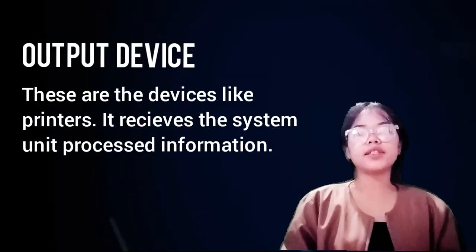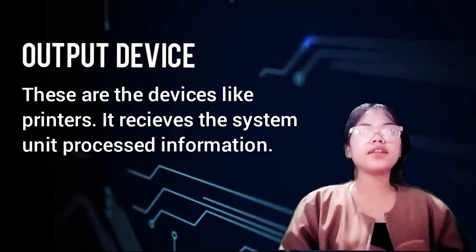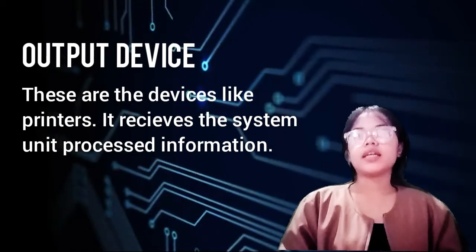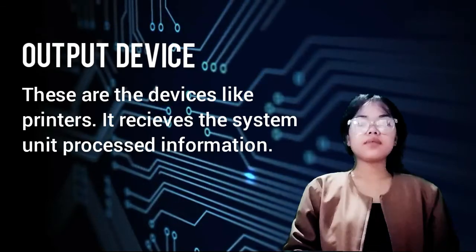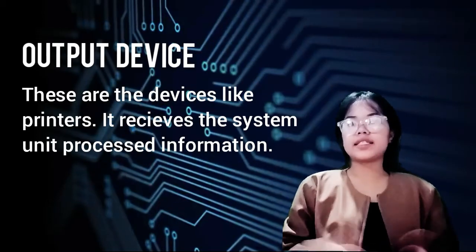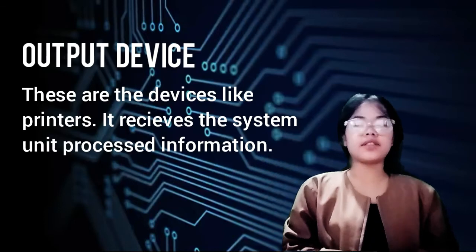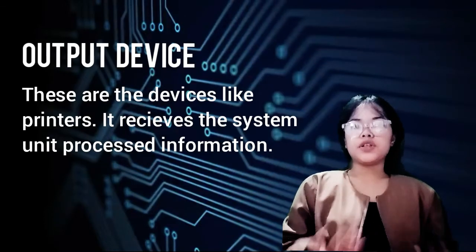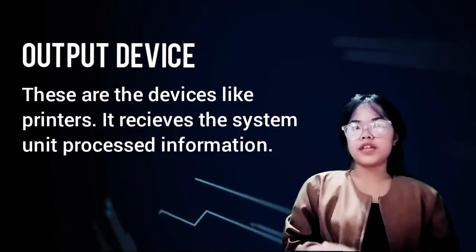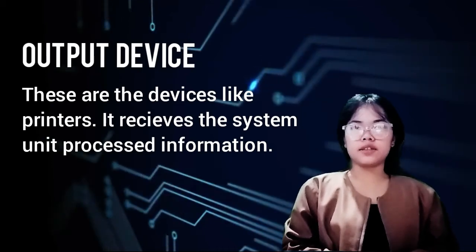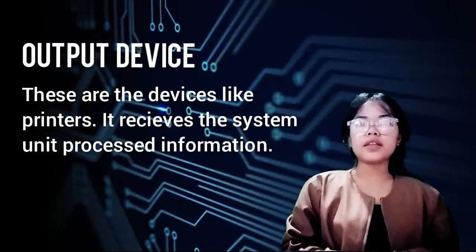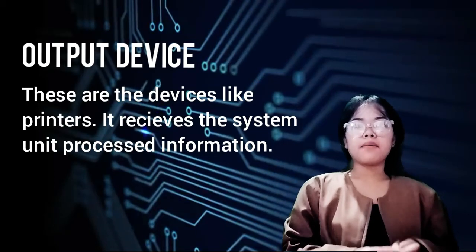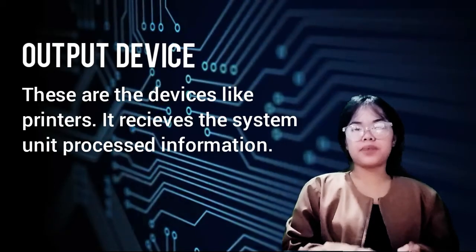Third is the output devices. These are devices like printers. It receives the system unit's processed information. An output device is any peripheral that receives data from a computer, usually for display, projection, or physical reproduction, such as speaker, monitor, headphones, plotter, projector, and printers.